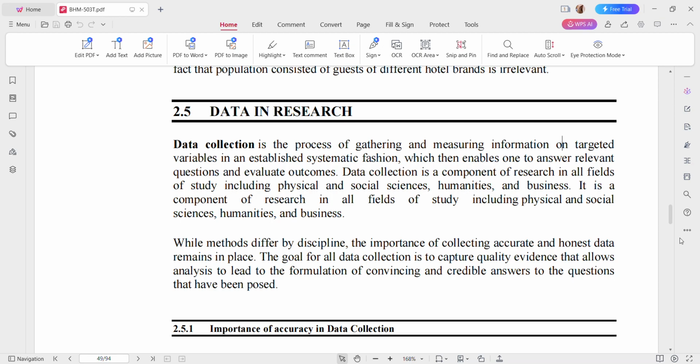Now, the goal of all data collection is to capture quality evidence that allows analysis to the formulation of convincing and credible answers to the questions that have been posed. So, meaning to say, the intention really of the data collection is to capture quality evidence. I'd like you to zero into this, the quality evidence, because you will be needing this in interpreting your result. Without ensuring the correctness, accuracy, and validity of your data, you may lead to a questionable result. That's why you have to capture quality evidence.